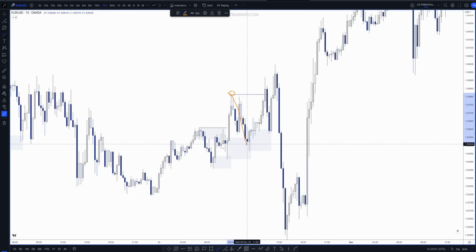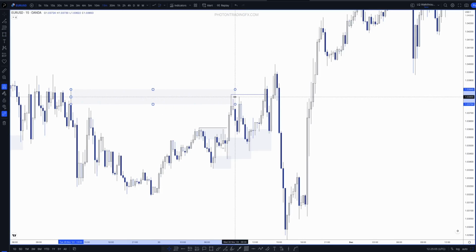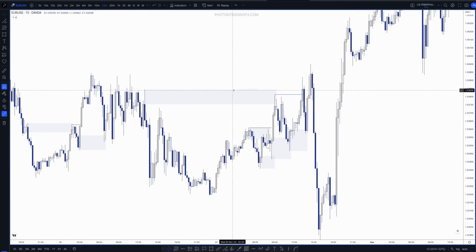Look where the pullback started. Look left. Did we react from any supply? Not the best, but we do have an unmitigated wick there, right? So we can say that we flipped the supply that was left within that wick.